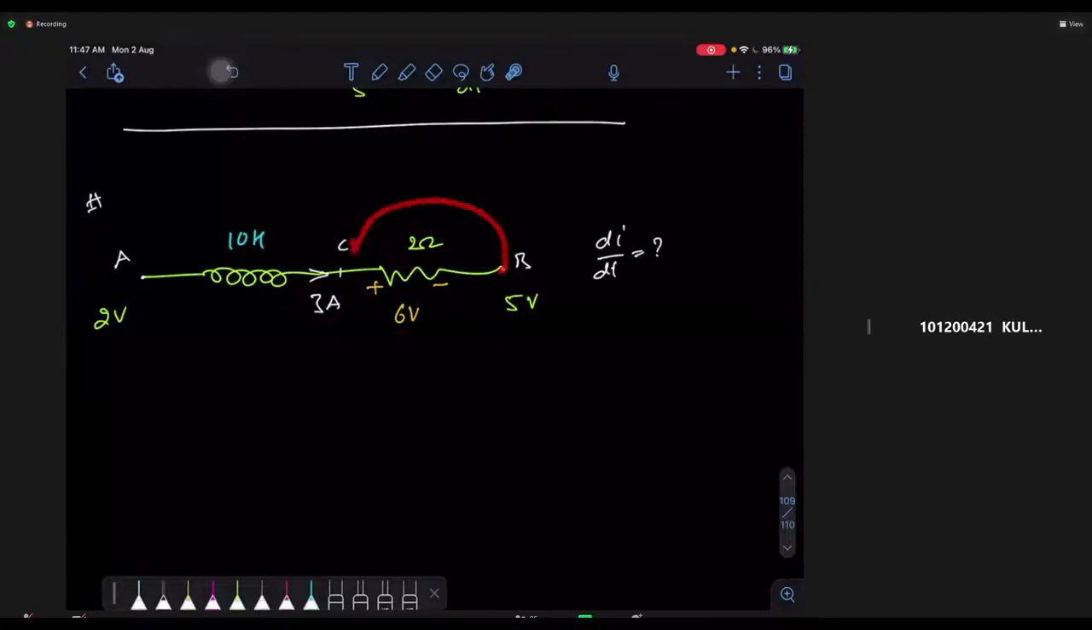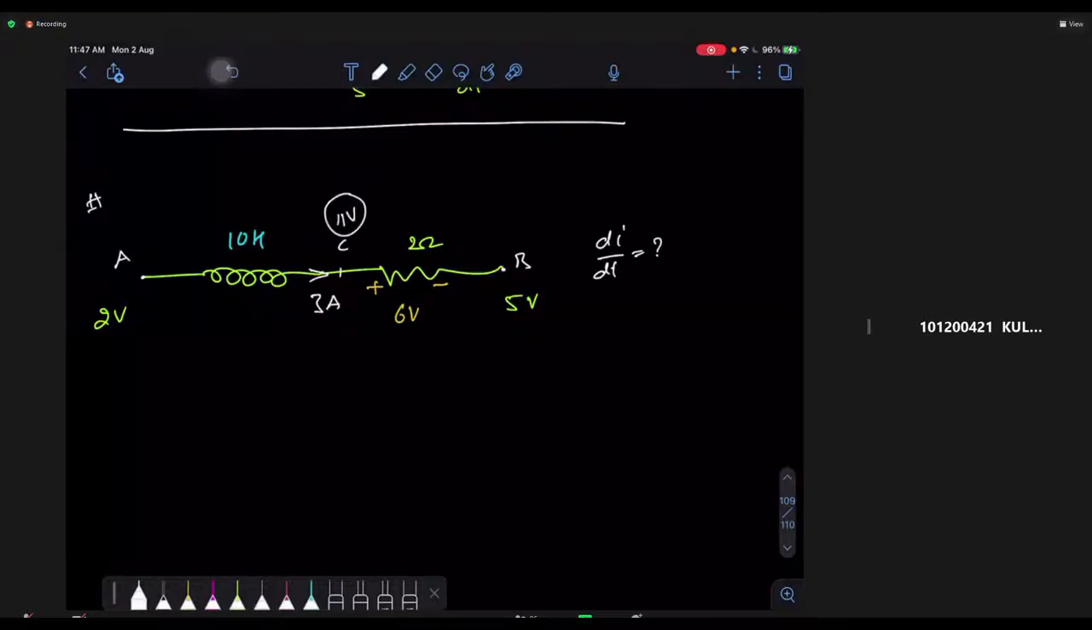So what can I say about my C potential? If I'm crossing the resistance, it will increase the potential by 6 volt toward C. I will decrease the potential by 6 volt if you're moving toward B. So the C potential, I can say, is 11 volt. Clear? C potential is 11 volt.